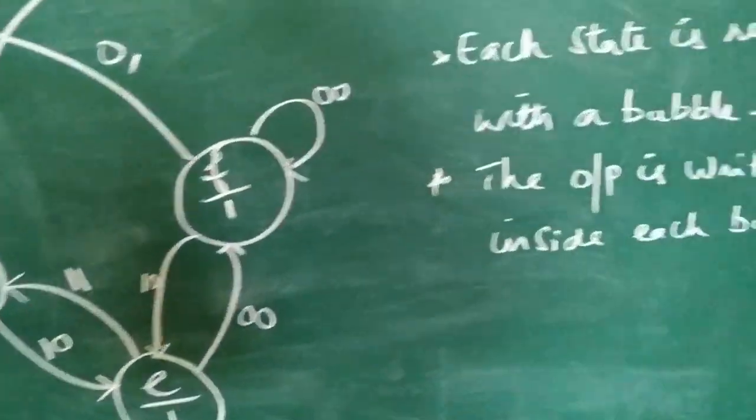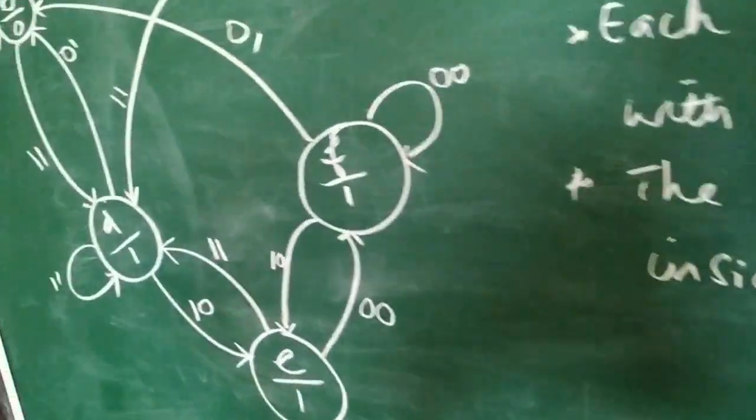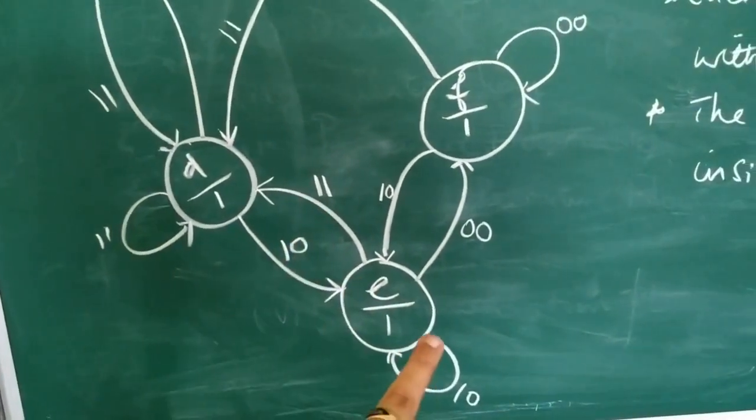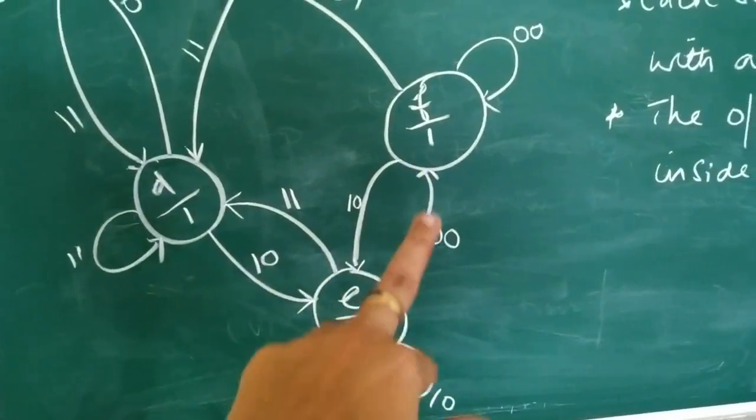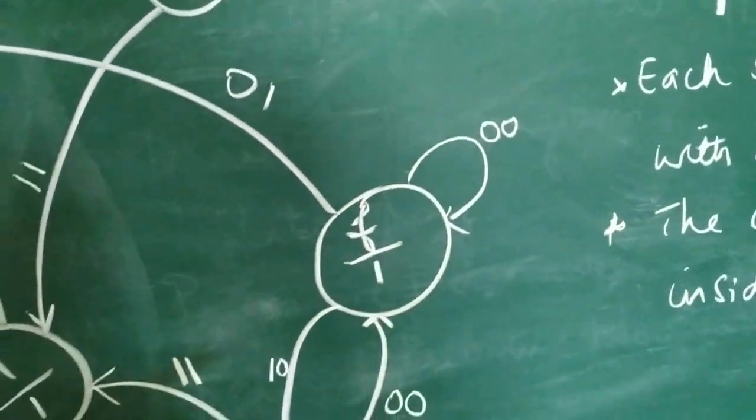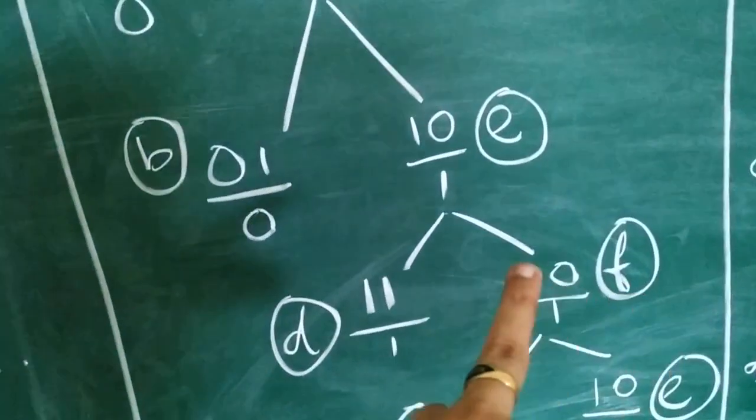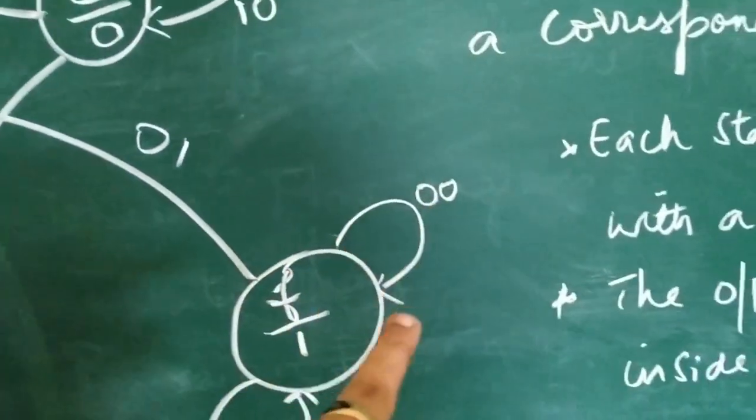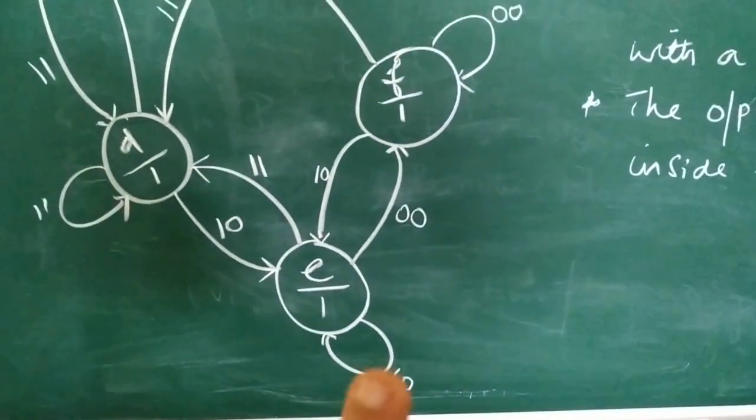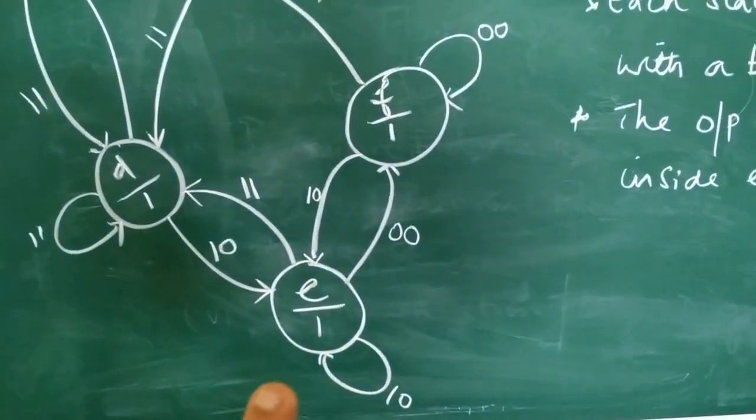Okay, and then from E it moves to D and F. So from E it moves to D for the value, you can see here, for the value 1 1. And it moves to F, that is a new state. So new state, what is the value? For F it is 0 0. So it moves to F for the value 0 0. So F is stable for what value? 0 0. So it is a stable state. Put a self loop 0 0. The F output is 1. And then E. E is completed with E, D and F, that is done.